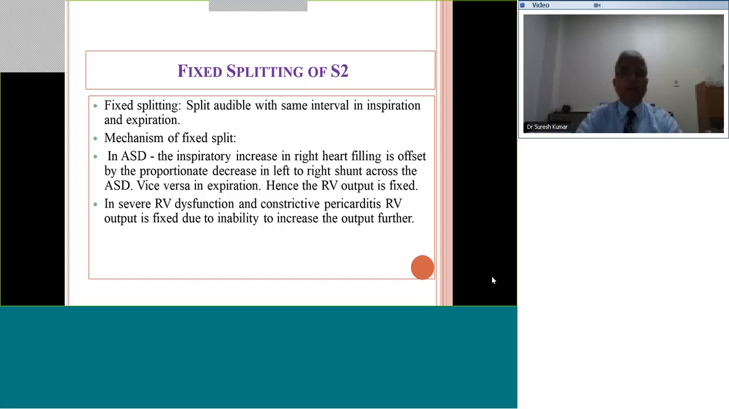Remember, this can also happen in severe right ventricular dysfunction and constrictive pericarditis. This is because the right ventricular output is fixed due to the inability to increase the output further. In constrictive pericarditis, the extent to which it can relax is limited. So regardless of what is happening to the respiration, the output remains fixed. So the A2-P2 interval remains fixed. If there is severe right ventricular dysfunction, same thing. Whatever is the inspiratory variation, this poor ventricle is unable to increase its output.